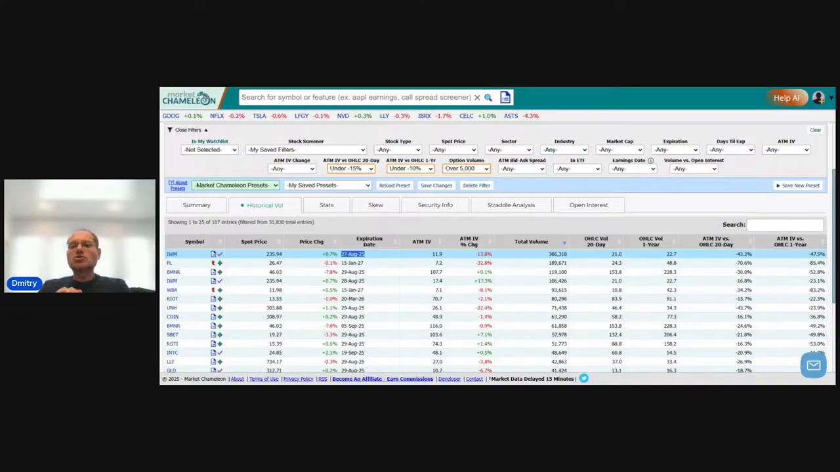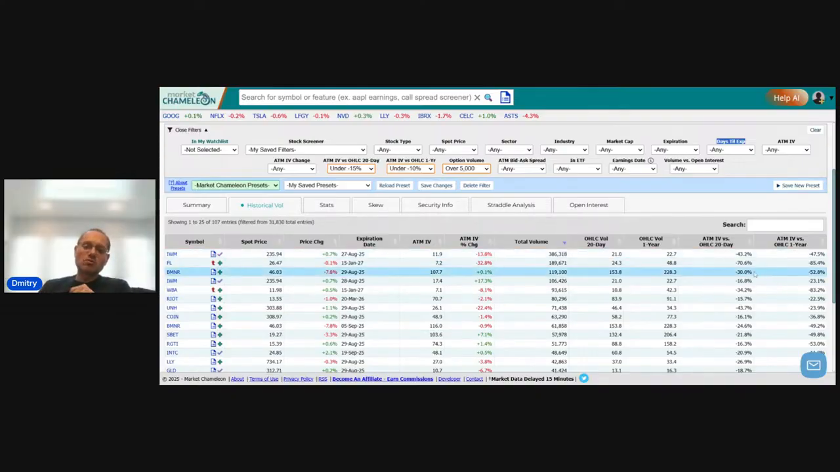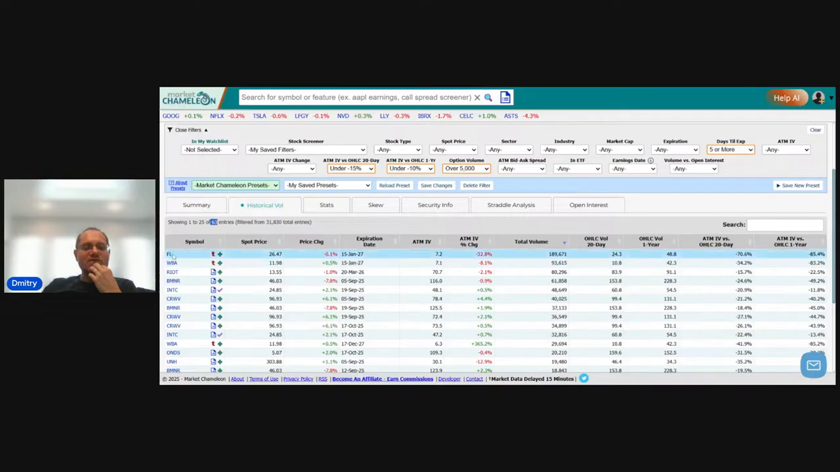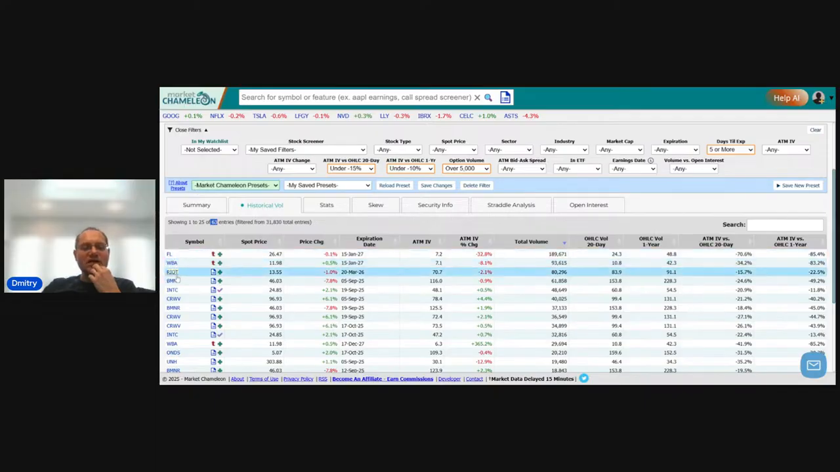So we might want to look for options that have a little bit more days to expiration. We could put 2 or more. Let's put 5 or more. So these expirations have to have at least 5 or more days before the options expire. Click on that. So now we're down to 63. We have FL, WBA, RIOT.